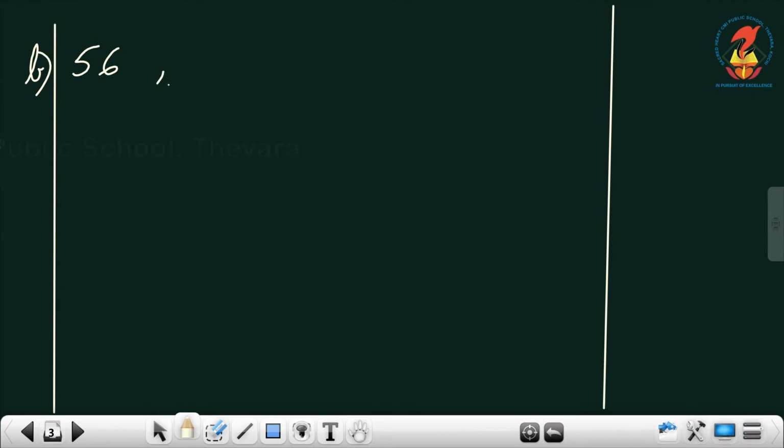coming to the next number, 56 divided by 1. That is 56 itself. Yes? Now, should I check 2's table? Yes, 56 is an even number. So, surely it will be there in 2's table. But we don't know where it is. So, we will divide and find out.